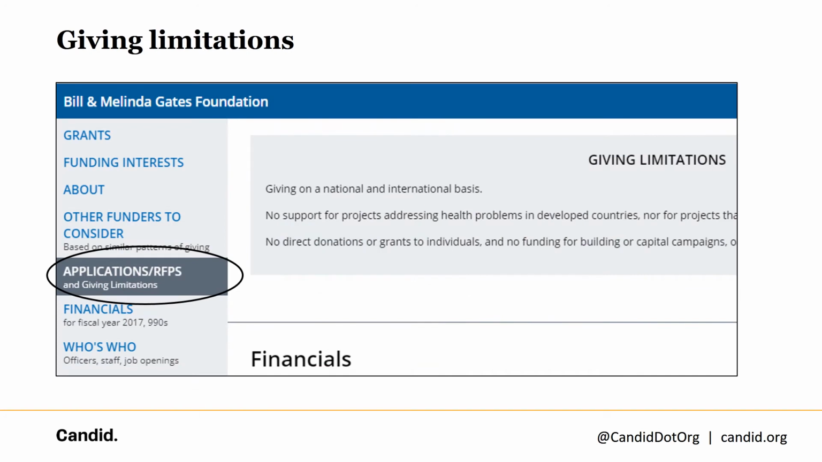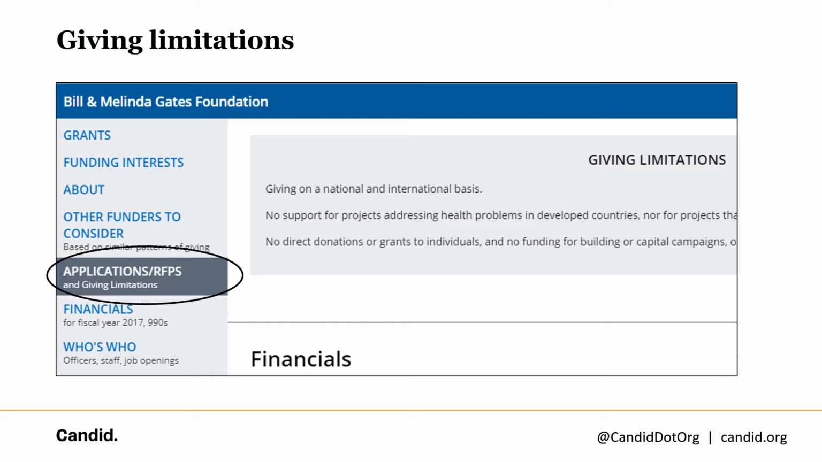Over on the left-hand side of the page, there's a menu, and one of the most important pieces is applications, RFPs. That would also show the giving limitations. You can see here that they give on a national basis, and they'll go on to what I call the no list, things that they don't do.